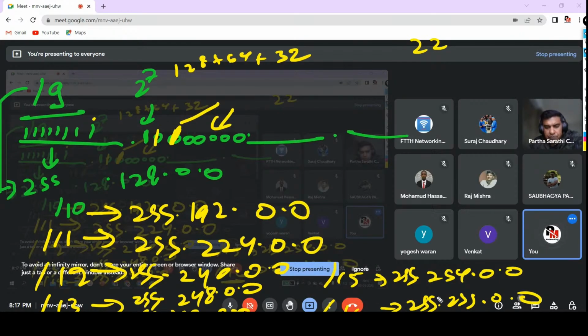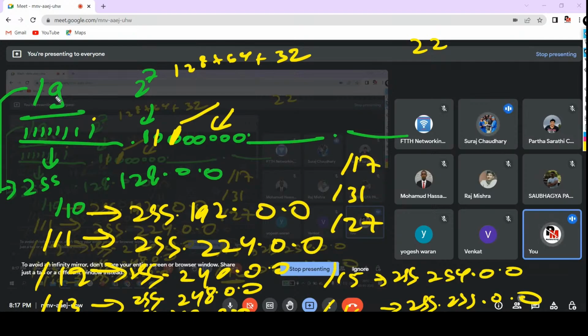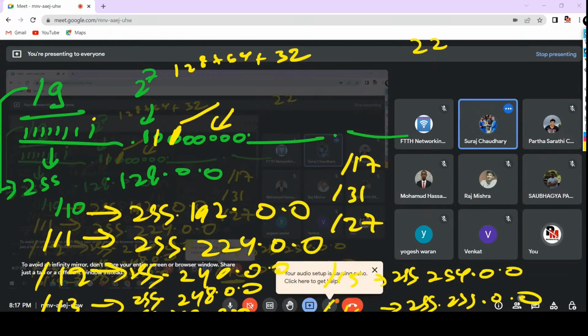So in the same way, this one is for class B. In the same way, you can write the subnet mask for /17 also, for /31 also, for /27 also, right? So is it clear to everyone? Can you write the subnet mask for all slash notations from /9 to /30? Yes, Suraj, Kuldeep. Yes, clear, sir. Is it clear? Yes.